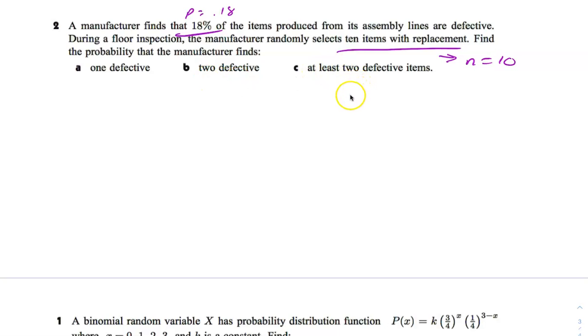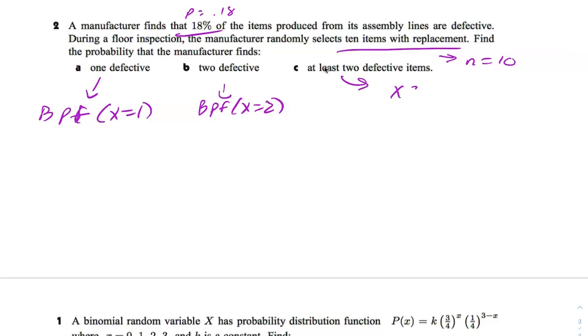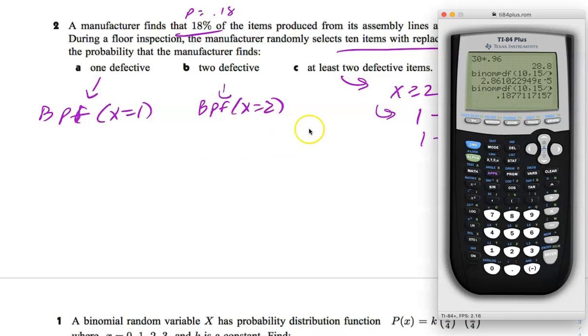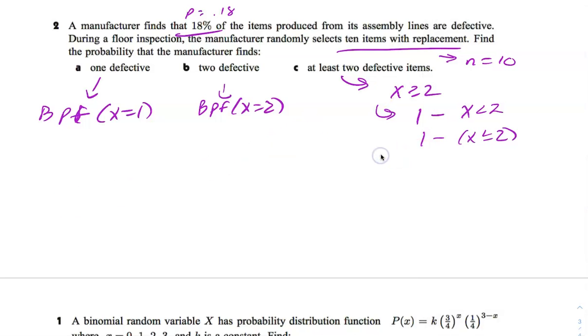So again, 100% binomial question: exactly 1, exactly 2, or at least 2. This will be binomial PDF of x equals 1, binomial PDF of x equals 2, and then this one, at least 2 defective. It's going the wrong way, so you have to fix it. Do 1 minus, but when you flip it, you lose a line, so then you have to go 1 below. I'm going to put this all into our calculator, and then we're done with this problem. So you guys can do that. We'll move on.